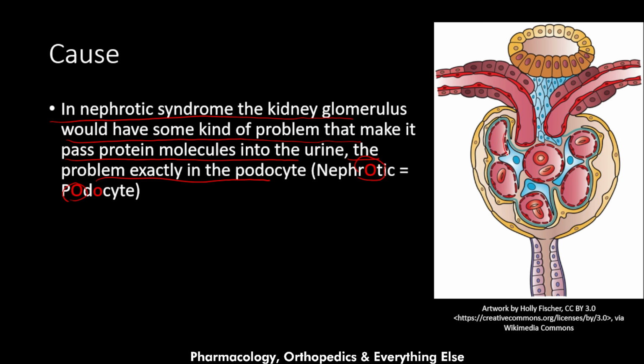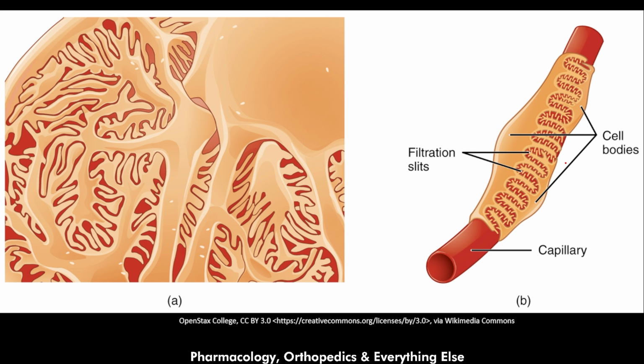And here we have the glomerulus, and here we have the afferent arteriole that brings the blood into the glomerulus and out through the efferent arteriole. And the blood would be filtered in the glomerulus, and the electrolytes and other filtered material would be passed into the Bowman capsule here and into the renal tubules. And in nephrotic syndrome, the filtration slits between the podocytes would be bigger than normal, allowing the protein molecules to pass through those filtration slits.